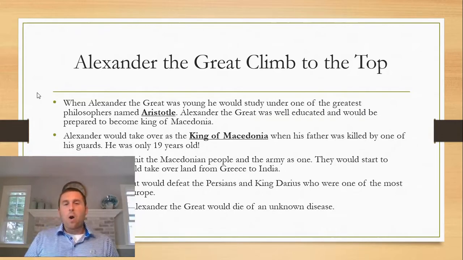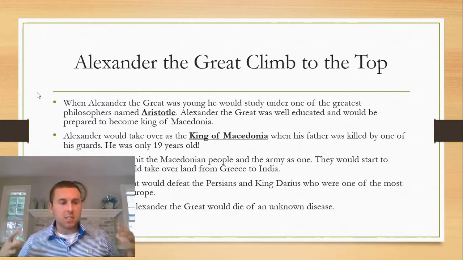So he's 19 years old. He takes over as king of Macedonia. And people are kind of revolting. They don't really respect him. And he goes in and he says, "No, no, I'm your leader. You respect me, you follow me, and this is what we're going to do." He really gains the respect of the people by doing this, and people start to follow him. He gets a huge army. The Macedonian people are united as one.